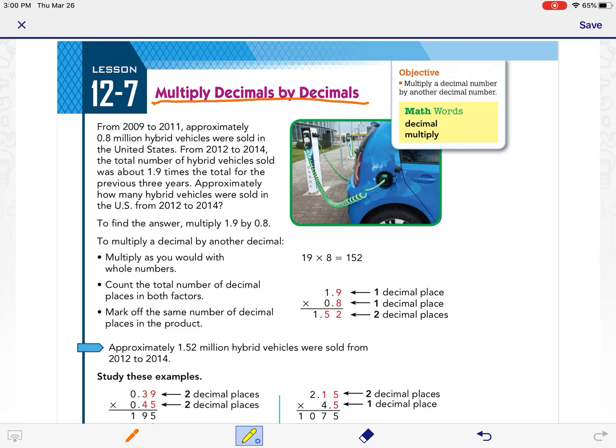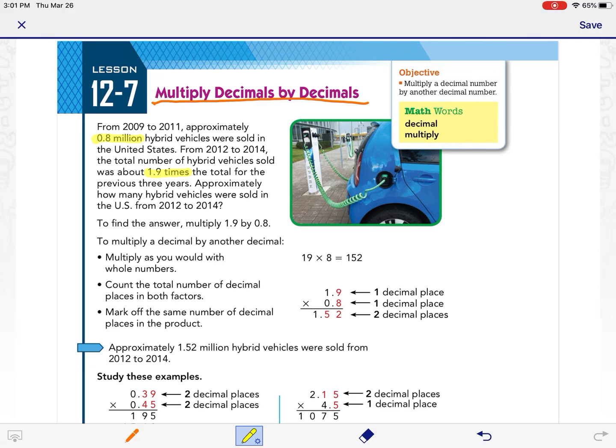If you want to read with me right here at the top, our story problem for today is from 2009 to 2011, approximately 8/10 of a million hybrid vehicles were sold in the United States. Then it goes on to say from 2012 to 2014, the total number of hybrid vehicles sold was about 1.9 times the total for the previous 3 years. So 1.9 times that 0.8 million.